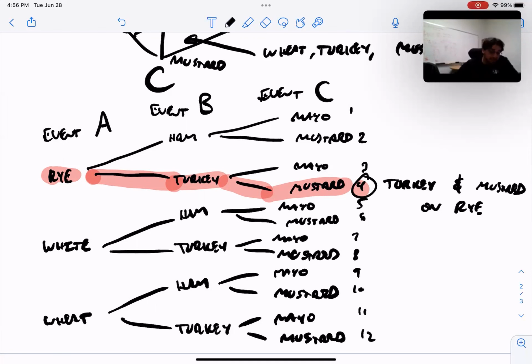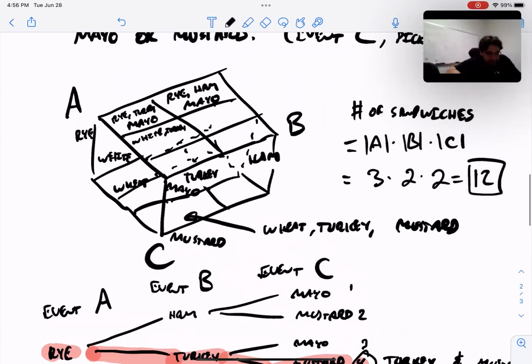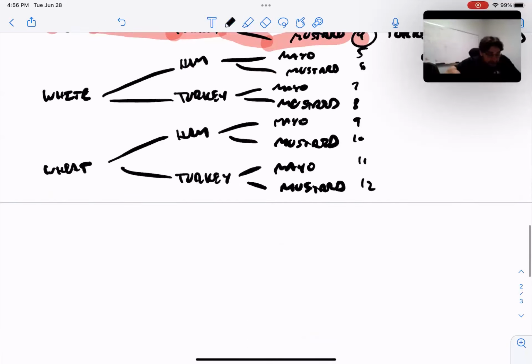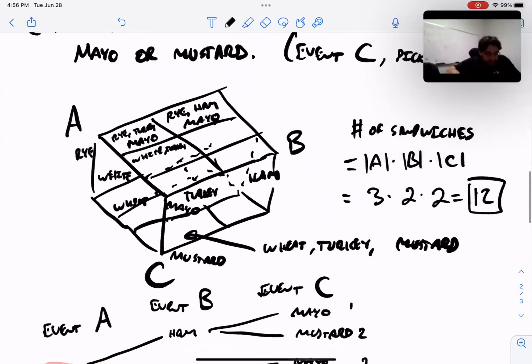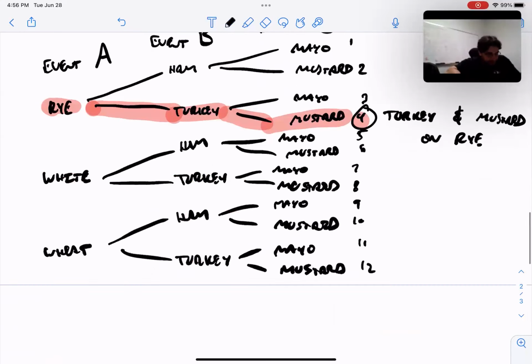So that's what's nice about this, you can then iterate this through multiple events. So here we were able to multiply the number of outcomes of A times the number of outcomes of B times the number of outcomes of C.